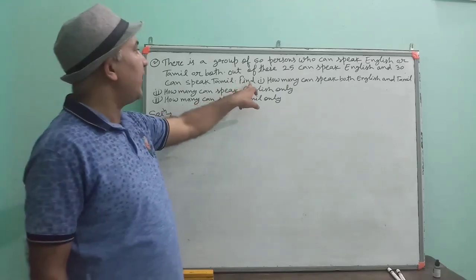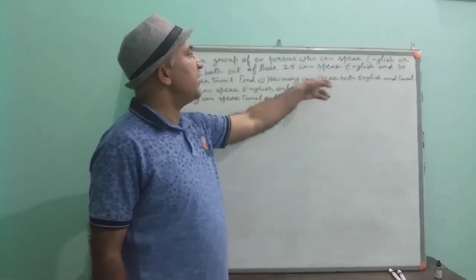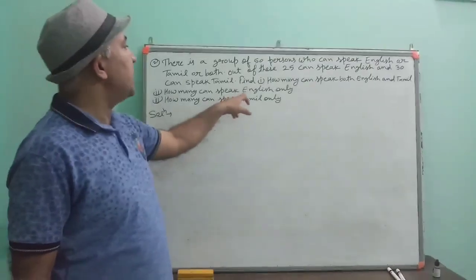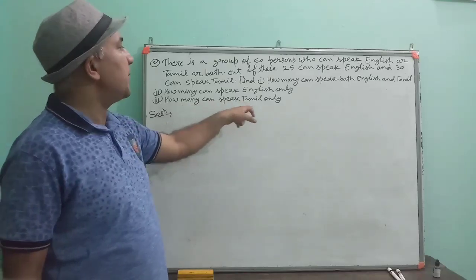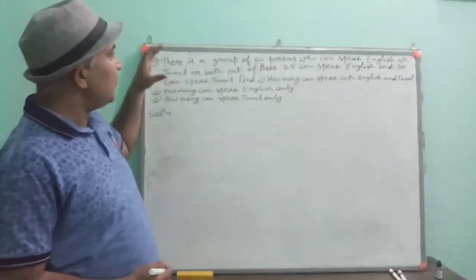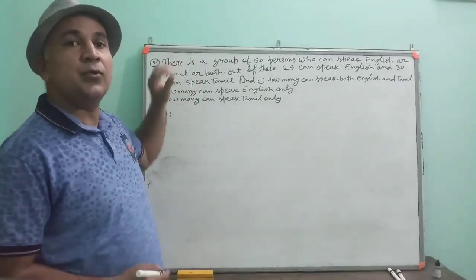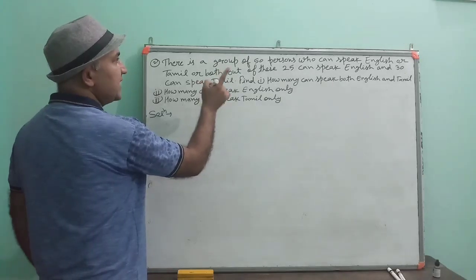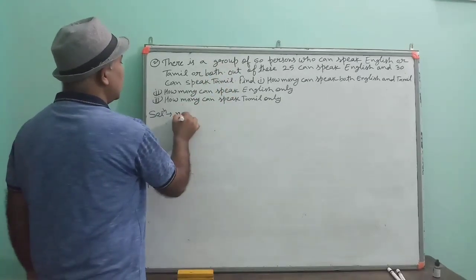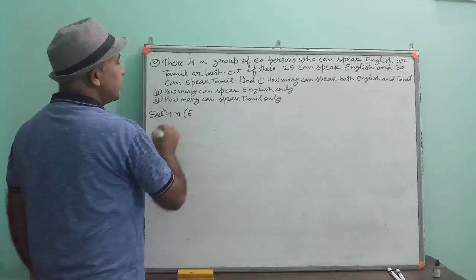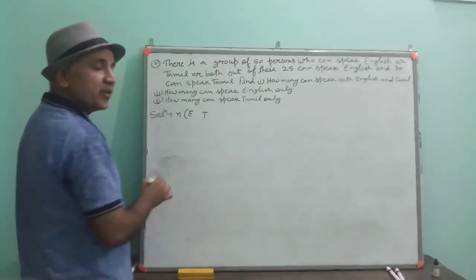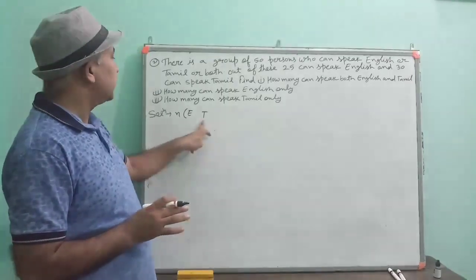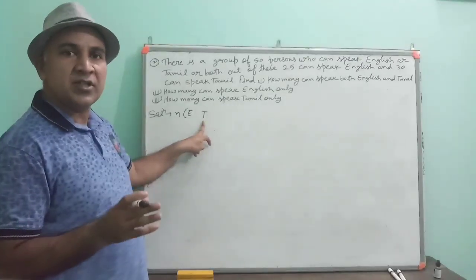Now the question is asking: first, how many can speak both English and Tamil? Second, how many can speak English only? How many can speak Tamil only? Now by reading this question, you have to use the symbols. Suppose English people are represented by E, Tamil people are represented by T. E represents those people who are using English, T represents those people who are using Tamil.